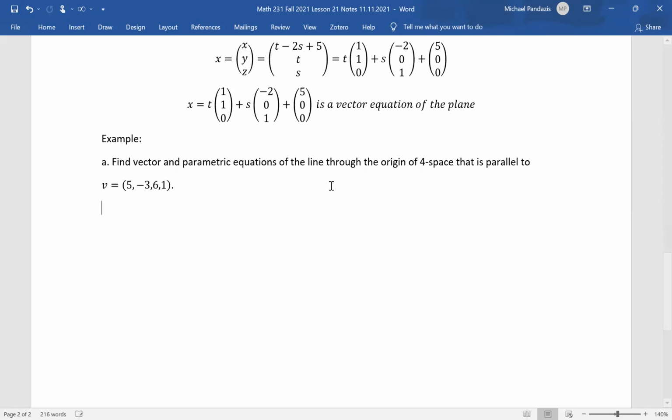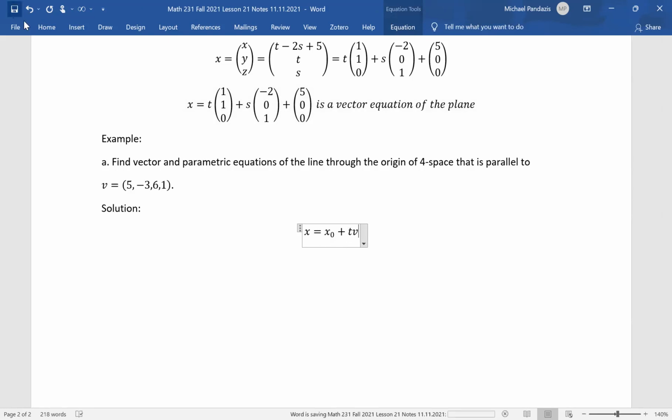Okay, so let's use our equation from earlier. Our equation is saying that you can think of x as a point, or a point in the plane represents a vector, and it's equal to an initial point plus a multiple of a direction. For a line, it's just going to be x naught plus tv. It's only using one t because a line is one dimension. So this is equal to, since it's through the origin, x naught is 0, plus t times a vector v, where v is given as 5, comma, -3, comma, 6, comma, 1.